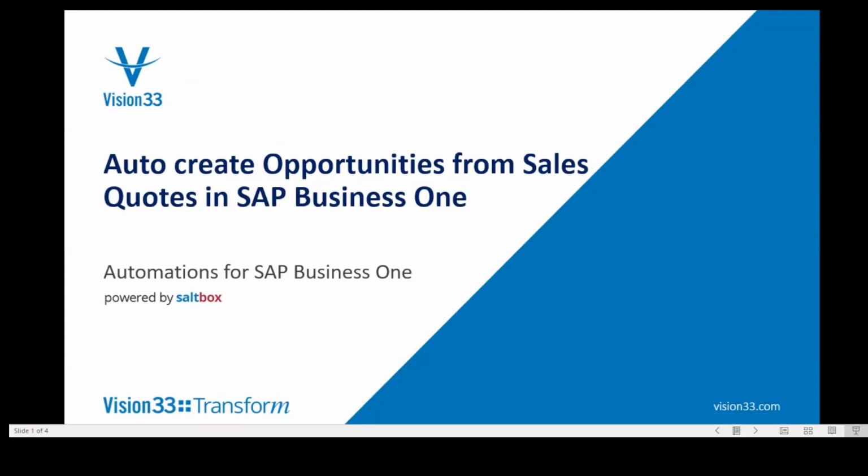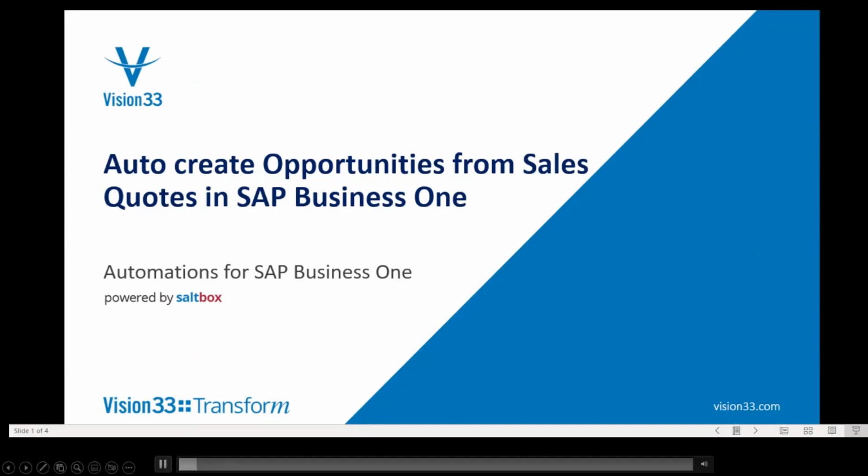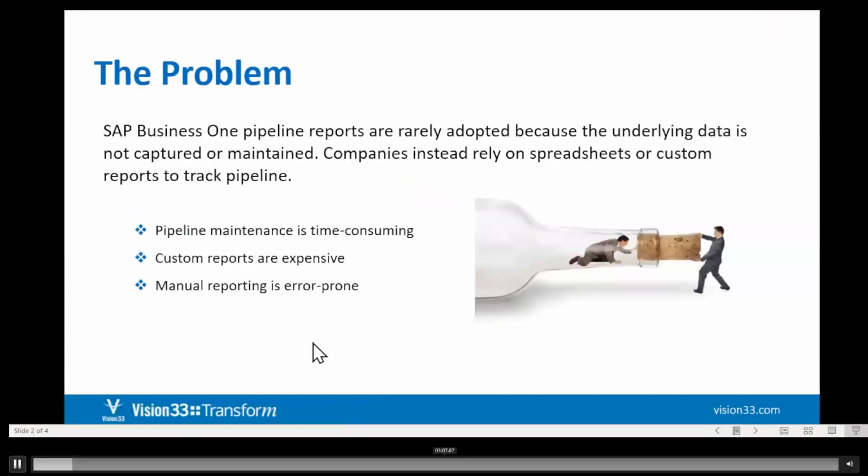Welcome to Automations for SAP Business One, powered by Saltbox. This video is about auto creation of opportunities from sales quotations in SAP Business One. The problem is that in SAP Business One, pipeline reports are rarely adopted because the underlying data is not captured or maintained. Companies instead rely on spreadsheets or custom reports to track pipeline. Pipeline maintenance is time-consuming, custom reports are expensive, and manual reporting is error-prone.